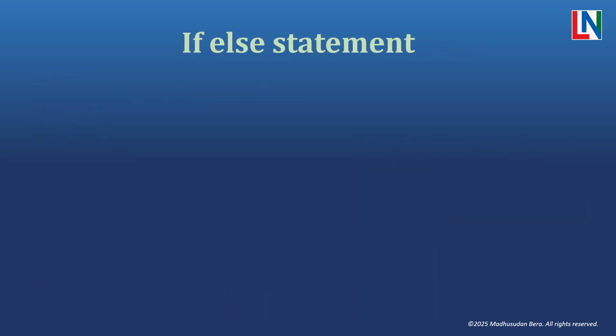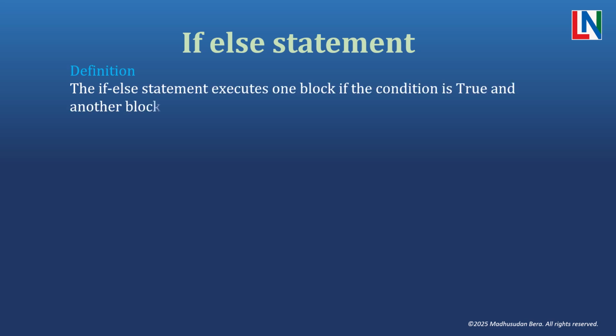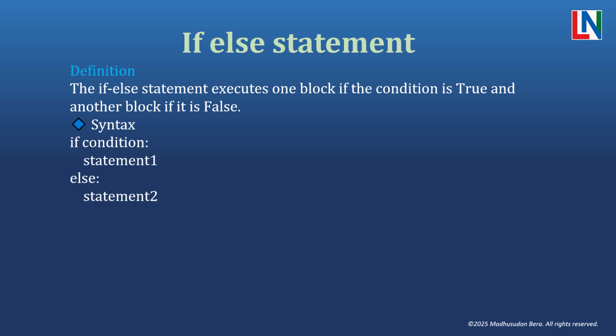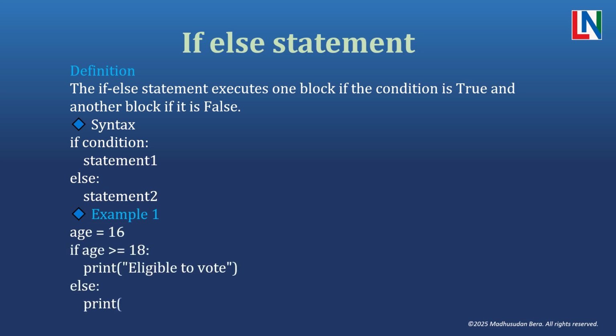If else statement. Definition: the if else statement executes one block if the condition is true and another block if it is false. Syntax: if condition: statement 1 (true block), else: statement 2 (false block). For example, a = 16. If a >= 18: print eligible to vote, else: print not eligible to vote. Here the final output will be not eligible to vote.